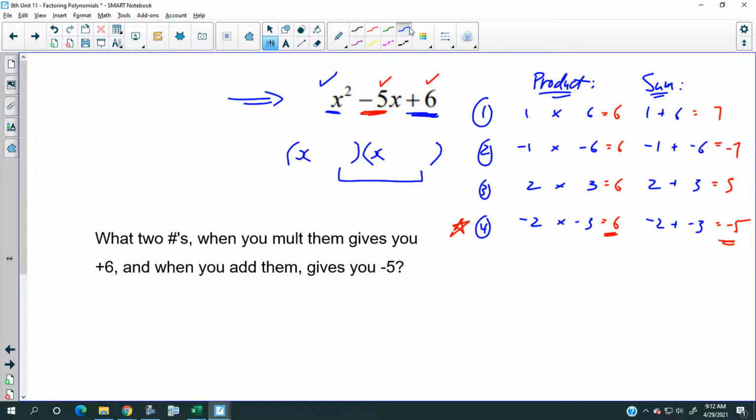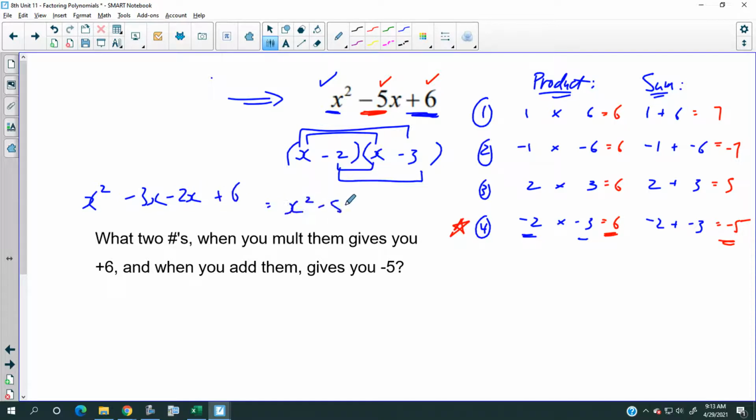That means we're going to pick these numbers, -2 and -3. Now, how do you know if you're right? Well, x times x is x squared, so we can FOIL it. X times x is x squared. First, outside, so -3x. Inside, that's -2x. Last, +6, so that's x squared minus 5x plus 6. Okay, so that's how you do these sort of questions.